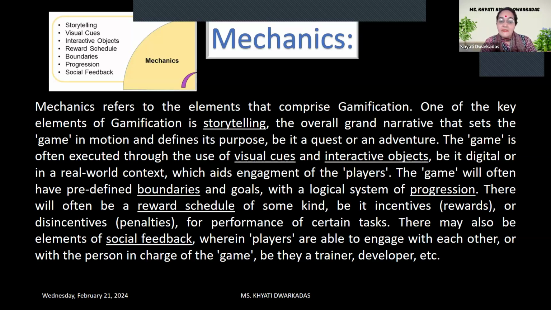There may be element of social feedback where players are able to engage with each other. Like sometimes you often have this social gamification where you can seek help from your team players. So maybe you have groups in your class and mixed groups, of course, and they form a team, and then as a social network, they play together. That could also be an option. But the learner is in charge of his or her learning. That's the most important thing.